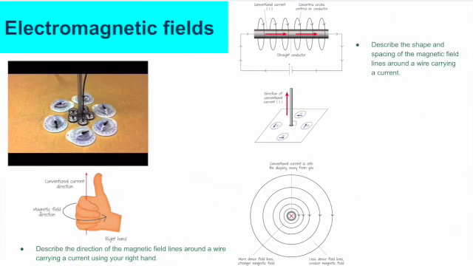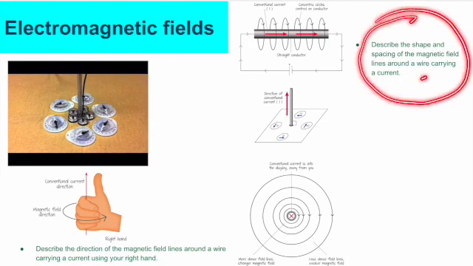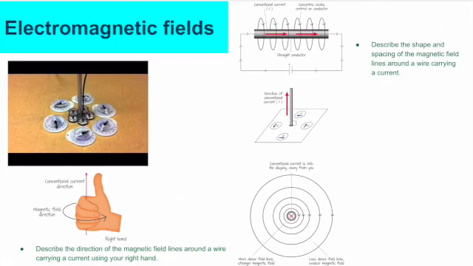All right. So what are the next topics that we need to understand in the syllabus? Describe the shape and the spacing of magnetic field lines around a wire carrying a current. If you surround a wire with compass needles, you will see that the compass needles follow the shape of a circle around the wire. Wherever you place the needles, they point in these directions.